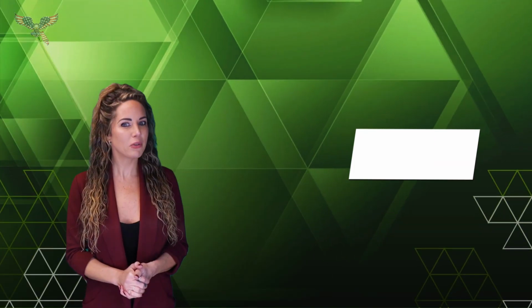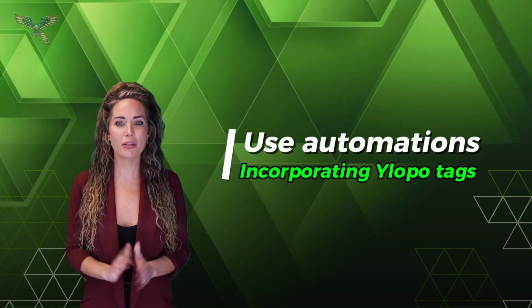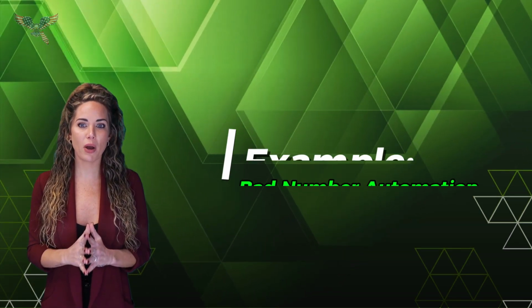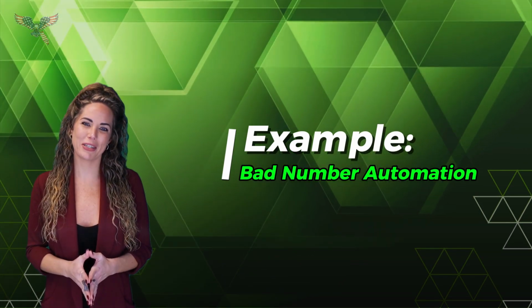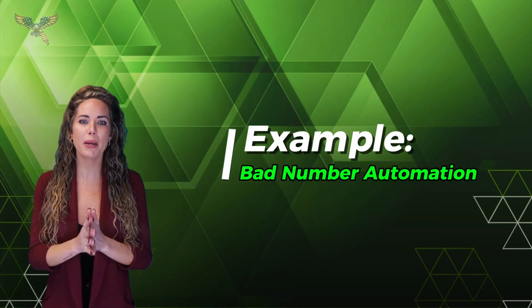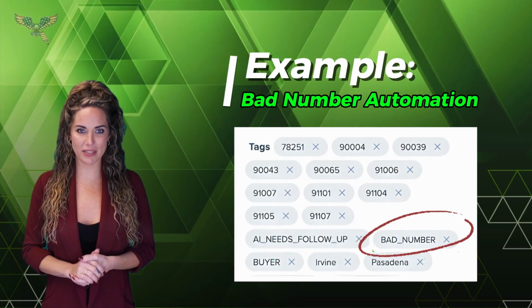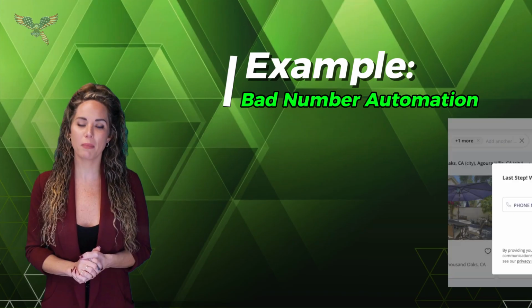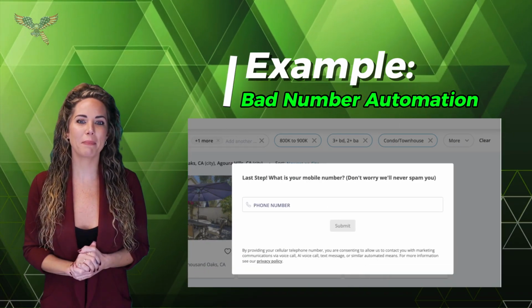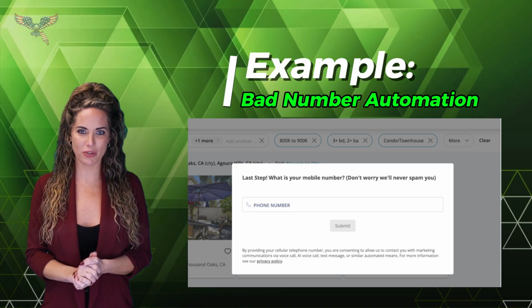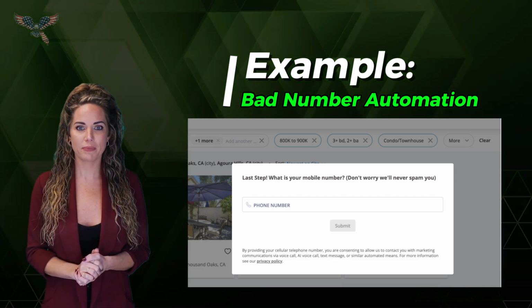Here's a tip. Use automations incorporating Ylopo tags to automatically start action plans. If you come across someone with a bad number or wrong number, use an automation to easily follow up with the lead via email and trigger Ylopo's bad number tool. When the tag bad phone or bad number is added to a contact's profile, it starts the wrong number action plan for that contact. For Ylopo, when the bad number or bad phone tag is applied, it makes it so that the next time the lead goes to your home search site, they will not be able to look at listings until they enter a phone number.